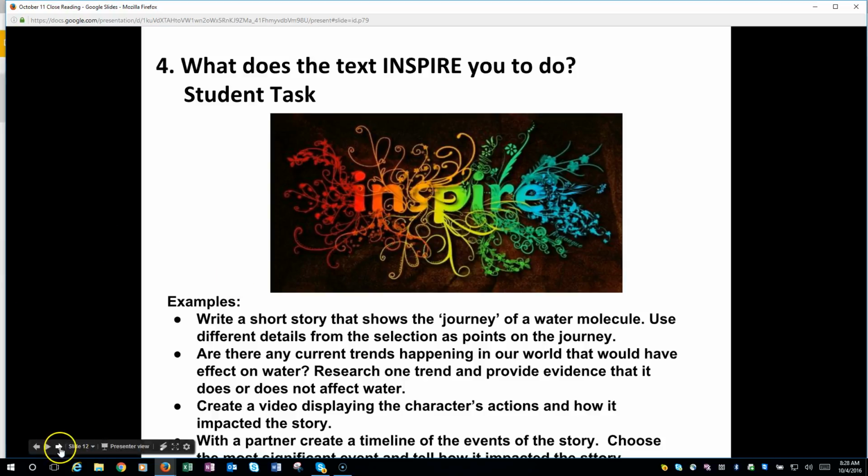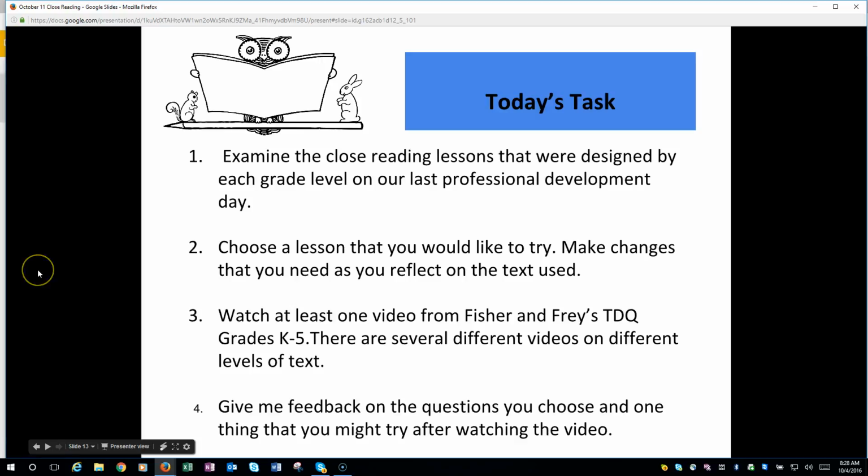So today's task is you're going to examine the close reading lessons that were designed by each grade level on your last professional day. You're going to choose a lesson that you would like to try. You can make changes as you need to as you reflect on the text use. You might want to go get that, and you might even want to change some of the questions.